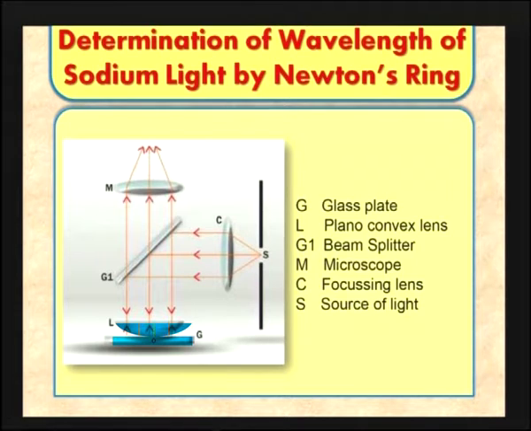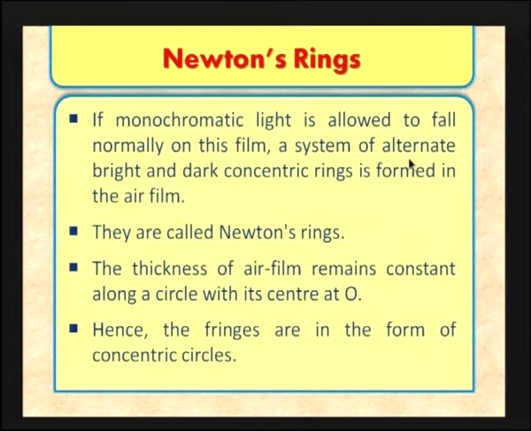You do this experiment, or in high school you do the experiment, on Newton's rings. So, a monochromatic light is allowed to fall normally on this film. What is this film? That is the air gap between the bottom of the lens and the top of the glass plate, the air film. And now you get what are called Newton's rings.